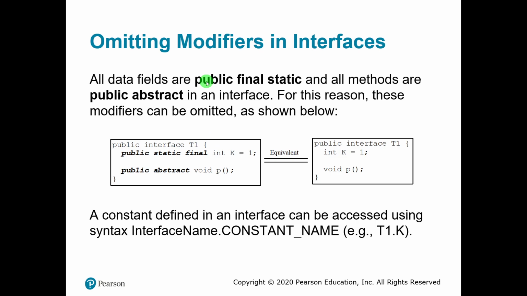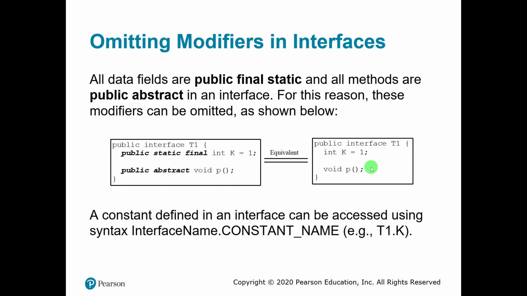All data fields in an interface are public, final, and static. And all methods are public and abstract, so you don't have to use those keywords. I think in the example I did public, but I didn't use abstract. You don't have to use either one. So if you have a method called p, you could technically write it in your interface as just void p, because it is automatically abstract and it is automatically public.